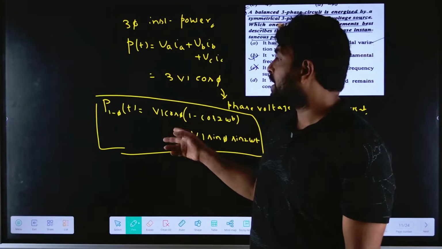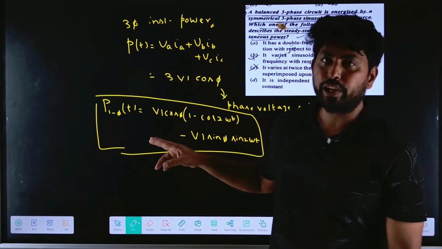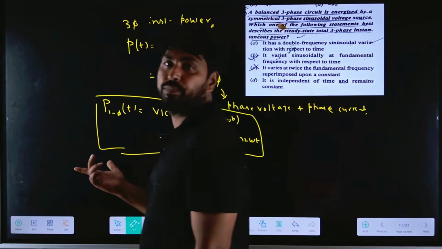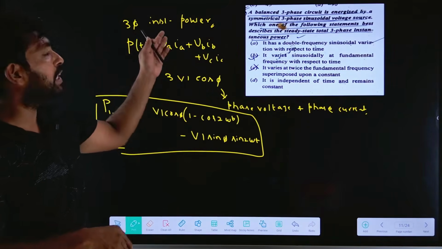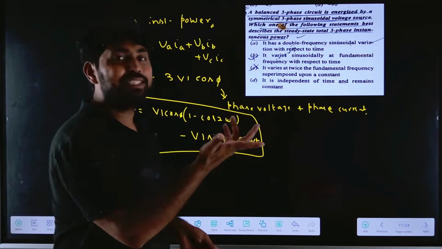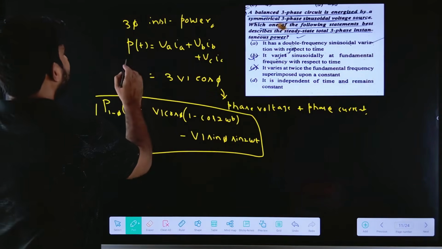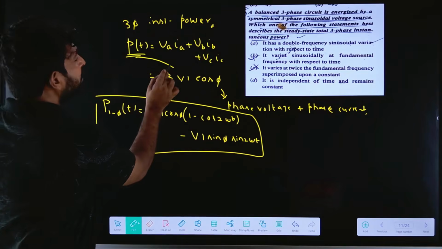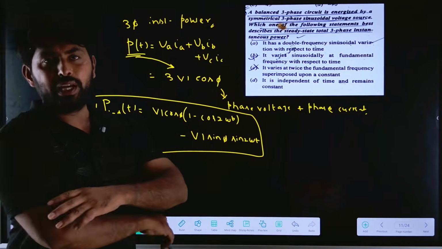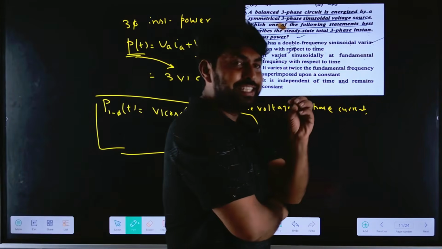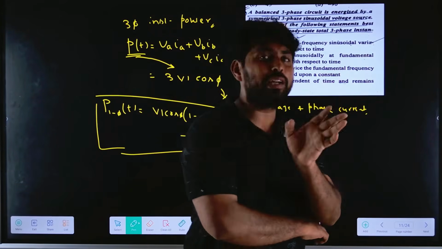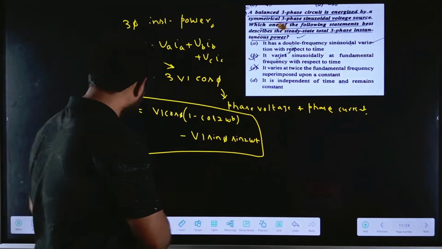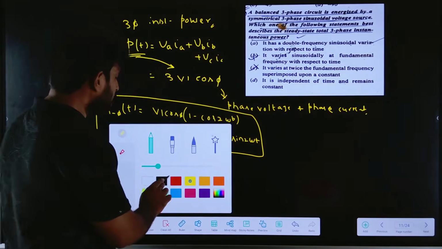So there are oscillations if you connect the same power to a single-phase motor, so the torque will be oscillating. In case of three-phase, the torque will be constant. So here the instantaneous power is independent of time. In case of three-phase, it is not dependent on time, so it is constant. So which option is correct?